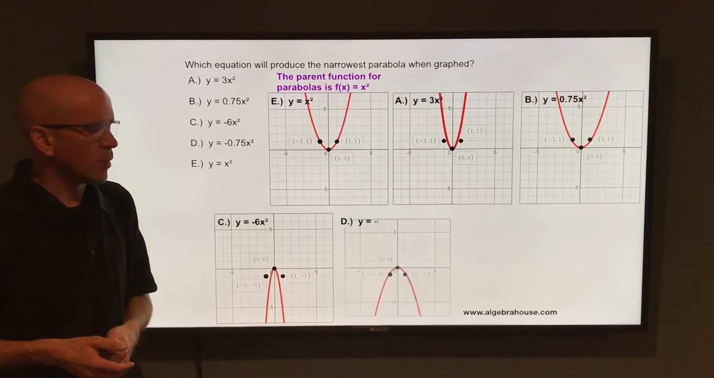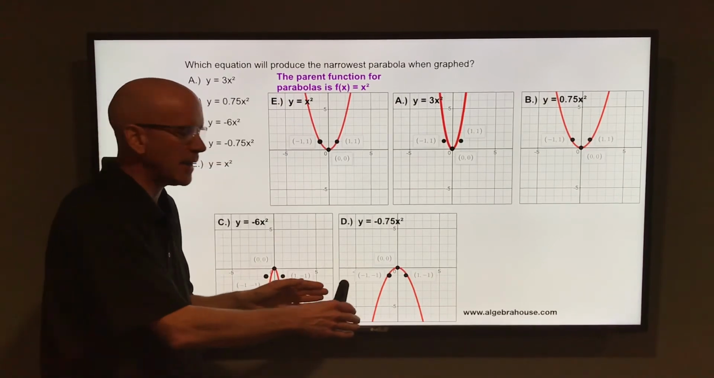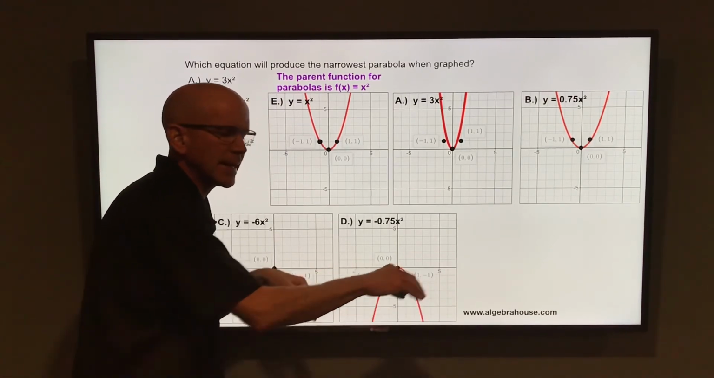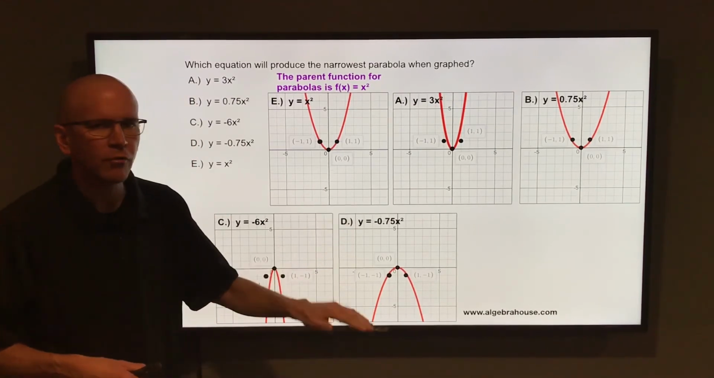Take a look at letter D, y equals negative 0.75x squared. Again, multiplying by 0.75 indicates a compression, compressing that graph toward the x-axis. The negative sign indicates a reflection over the x-axis.